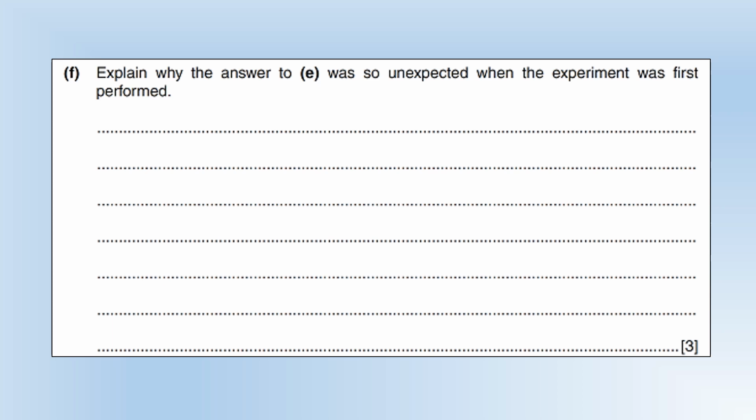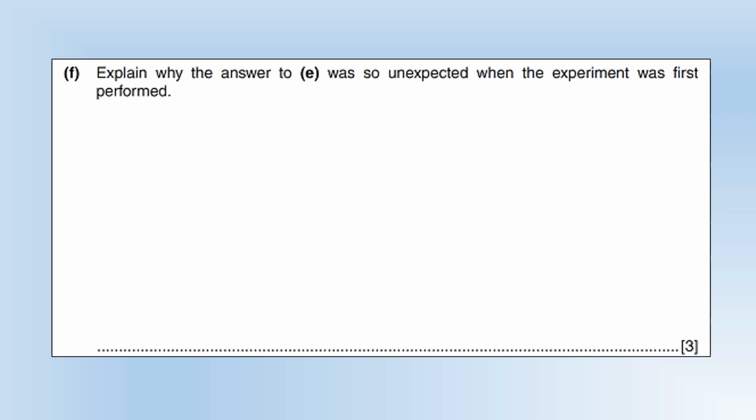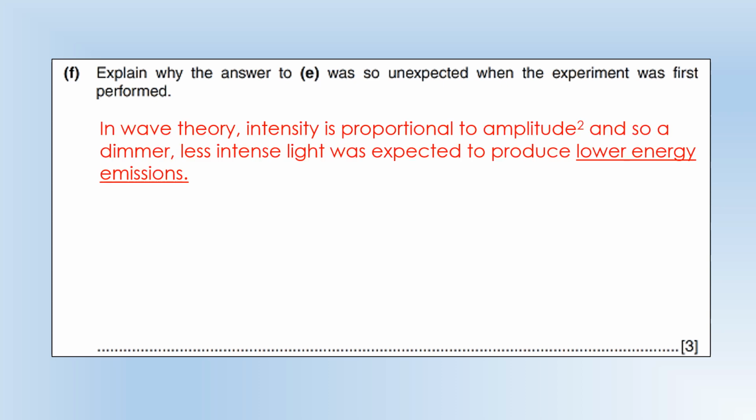Explain why the answer to E was so unexpected when the experiment was first performed. So let's talk about what was expected first of all. So wave theory, intensity is proportional to amplitude squared. So a dimmer, less intense light was expected to produce lower energy emissions. Okay, so if your incoming wave has less energy, we expect lower energy emissions. Kind of makes some logical sense there.